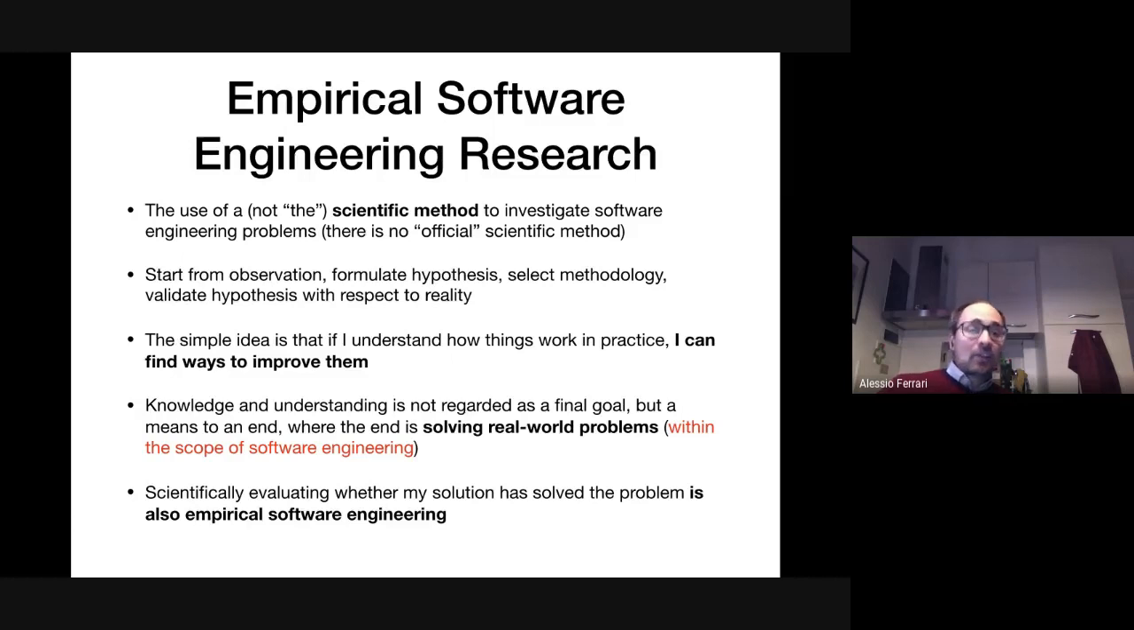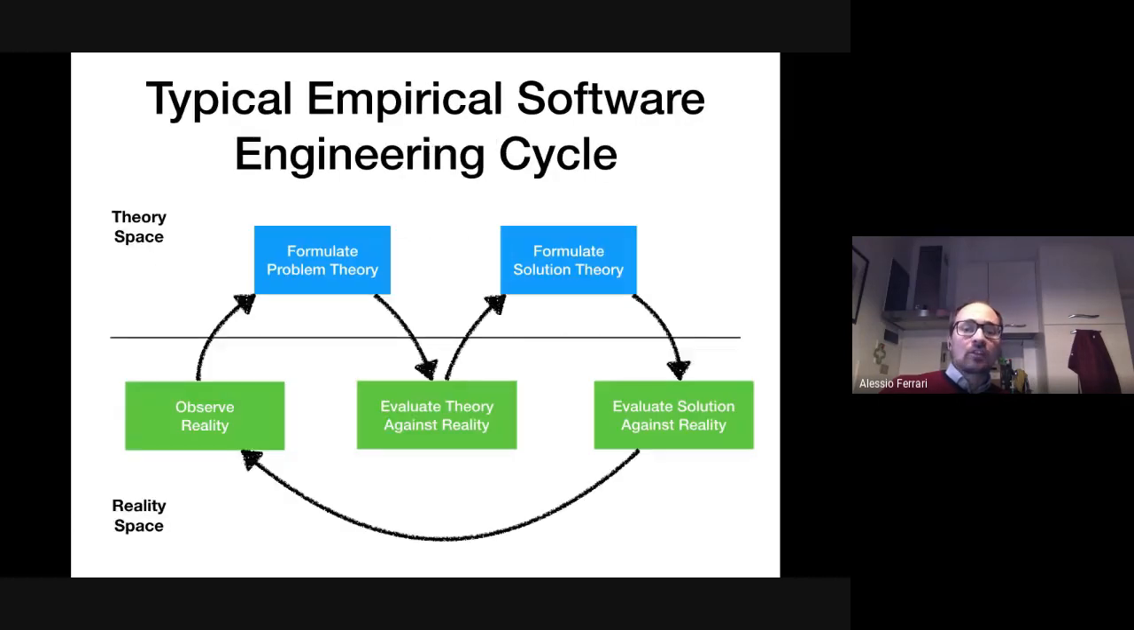And in our context, evaluating whether my solution to the observed problem has solved the problem is also in the scope of empirical software engineering. So empirical software engineering is both studying the reality, but also transforming the reality and checking that my transformation of the reality actually solved the existing problem, okay? I will give you an example of the cycle in the next slide.